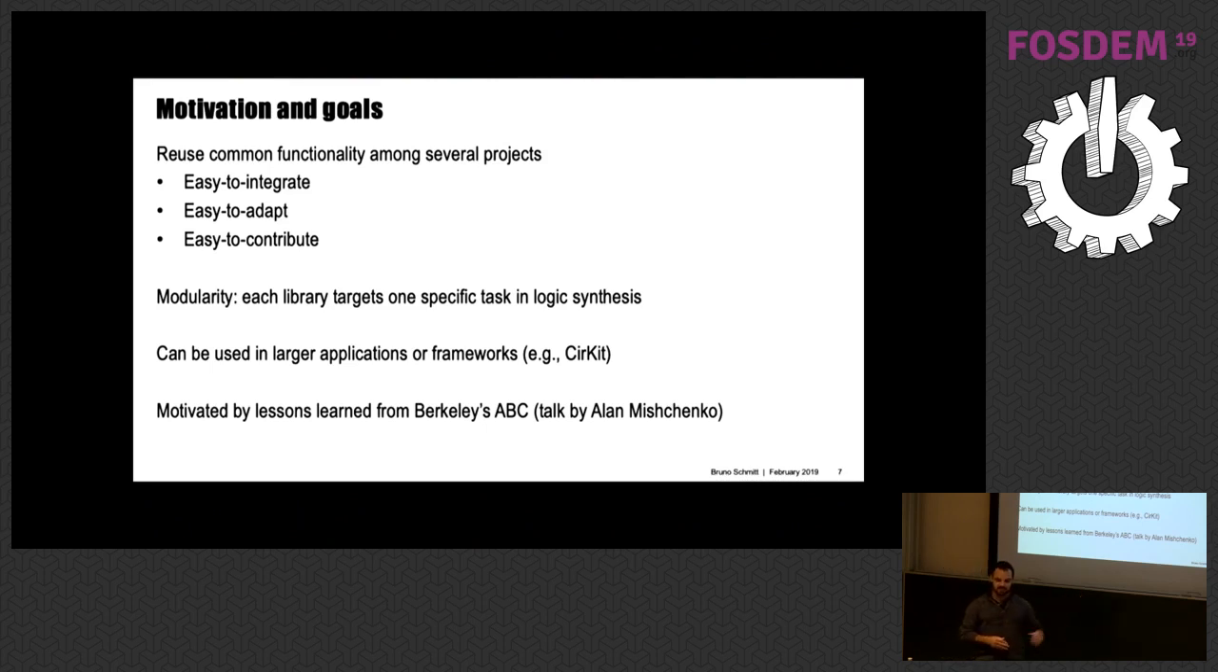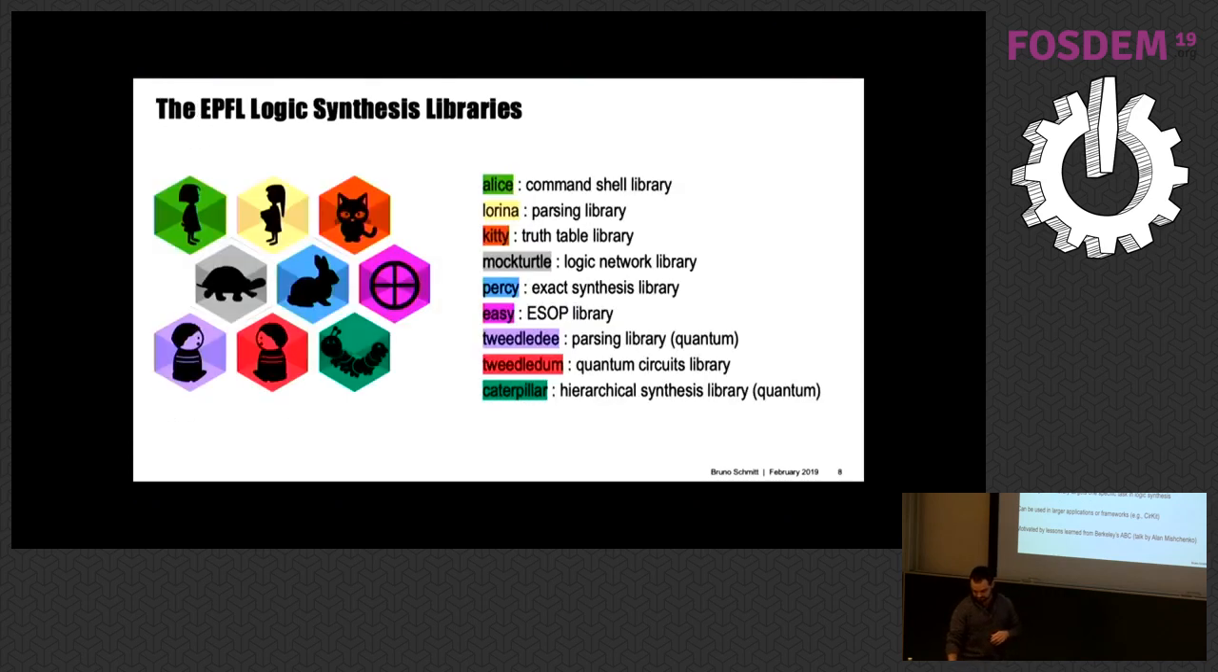We are also motivated by some lessons learned from the development of Berkeley's ABC. Alan Mishchenko, its creator and maintainer, gave us a talk where he shared with us all his experience and things that he would have done differently if he were to implement ABC now. So we try to keep that in mind as well. These are basically the nine libraries that you have these days. And as I told you, each one targets a specific thing when doing logic synthesis.